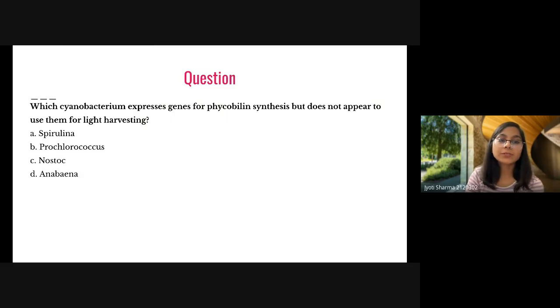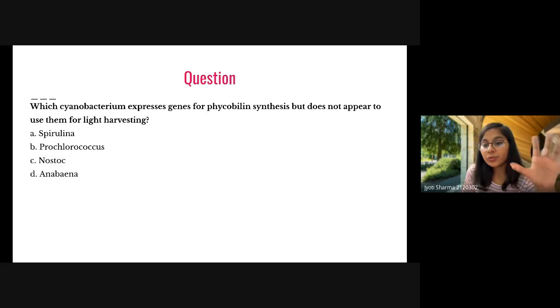Okay, the next question is again on phycobilin. Which cyanobacteria expresses the gene for phycobilin synthesis but does not appear to use them for light harvesting? They have the gene for phycobilins, but they are not using it for light harvesting. The options are Spirulina, Prochlorococcus, and Nostoc and Anabaena.